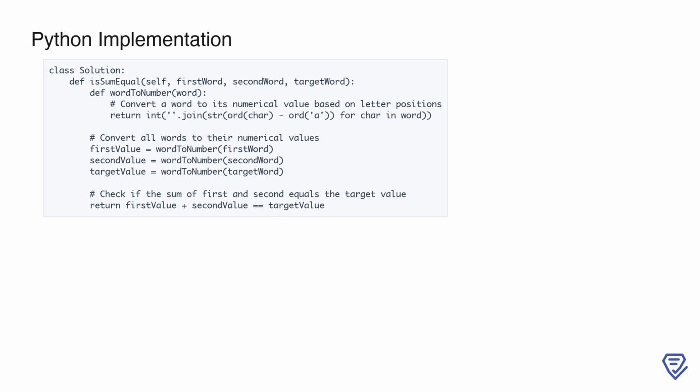The method then computes the numerical values of the three strings and checks if the sum of the first two equals the value of the third. If true, it returns true, otherwise, false. This implementation is efficient and concise, handling edge cases such as strings of varying lengths and empty strings.